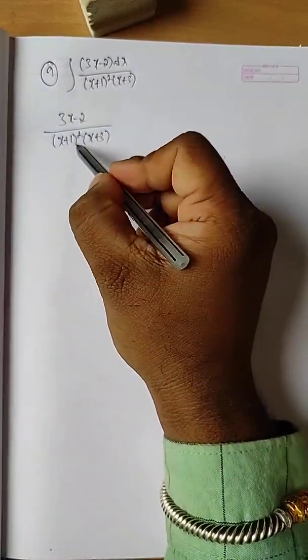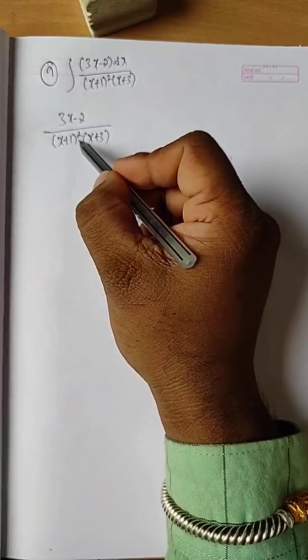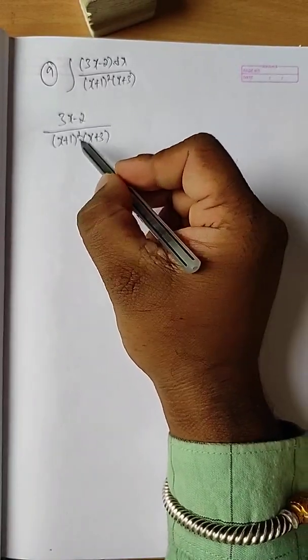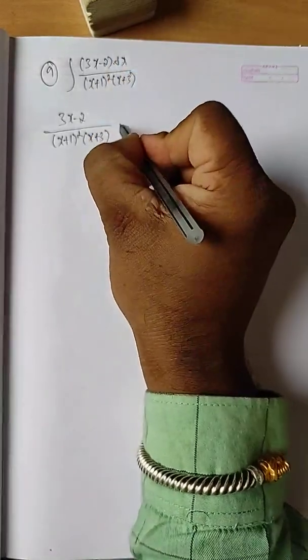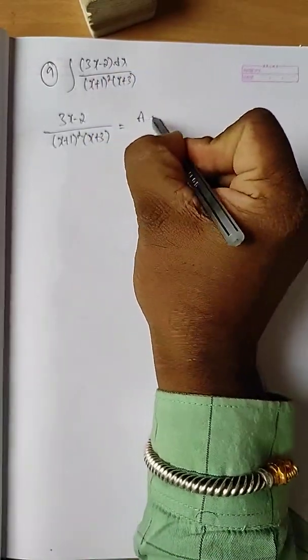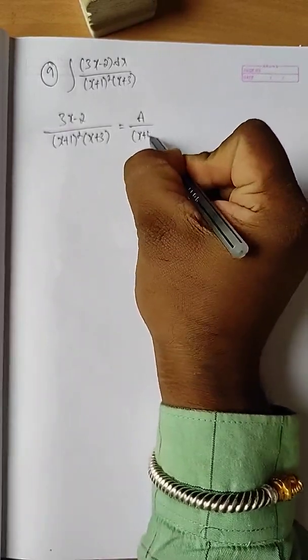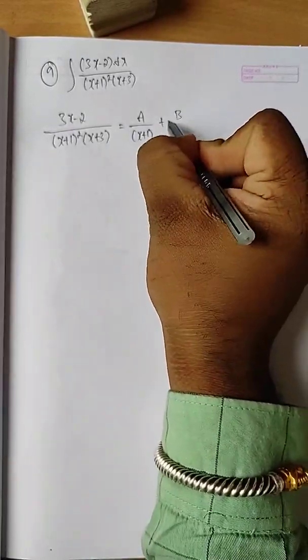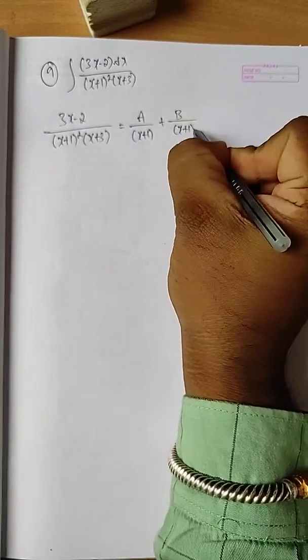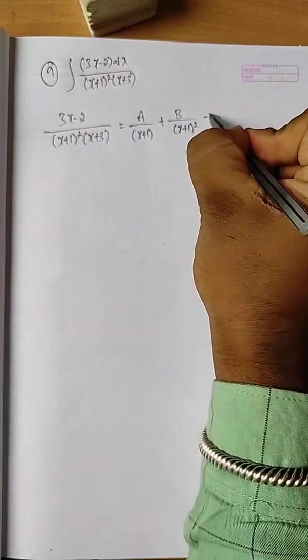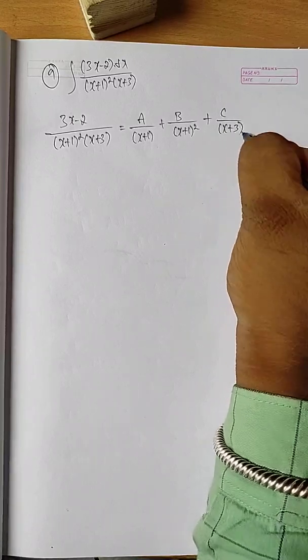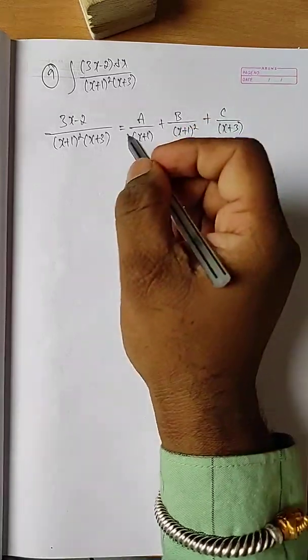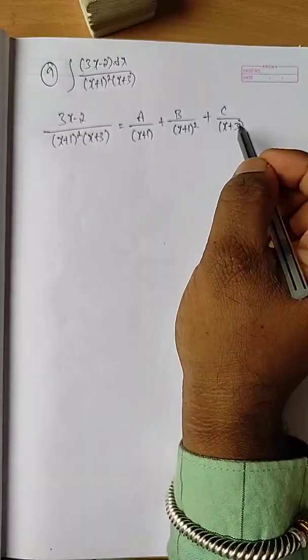See, so you want to repeat this x plus 1 twice. While converting this fraction to partial fractions, you want to write it two times like this: a by (x plus 1) plus b by (x plus 1) whole square plus c by (x plus 3). Is it clear? So you want to convert this fraction to partial fractions.